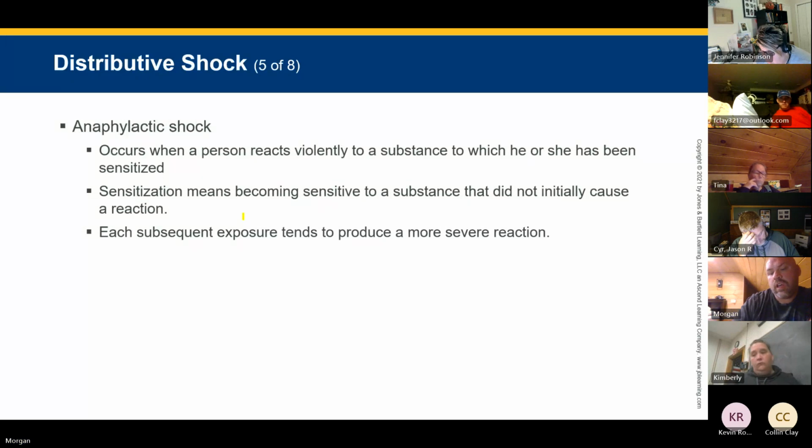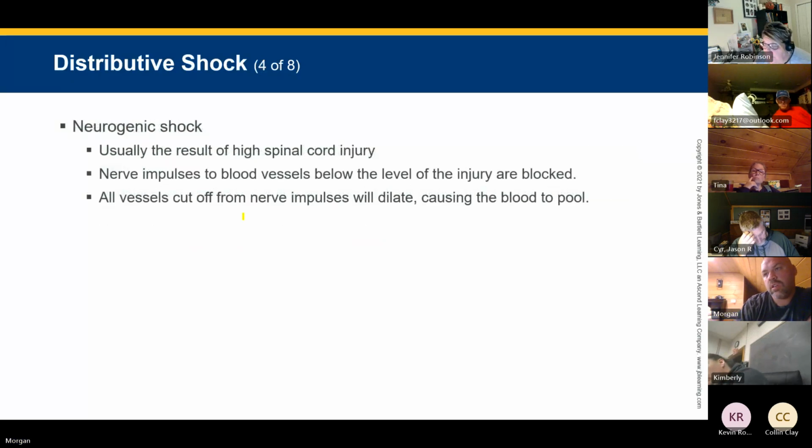Any questions about the neurogenic shock? Are there any other causes, or is that really just a spinal cord injury? That's more of a spinal cord injury, because there's just a certain point. I guess if there are other issues from the nerves that would cause the vasculature to open up, I'm sure that would be something else.